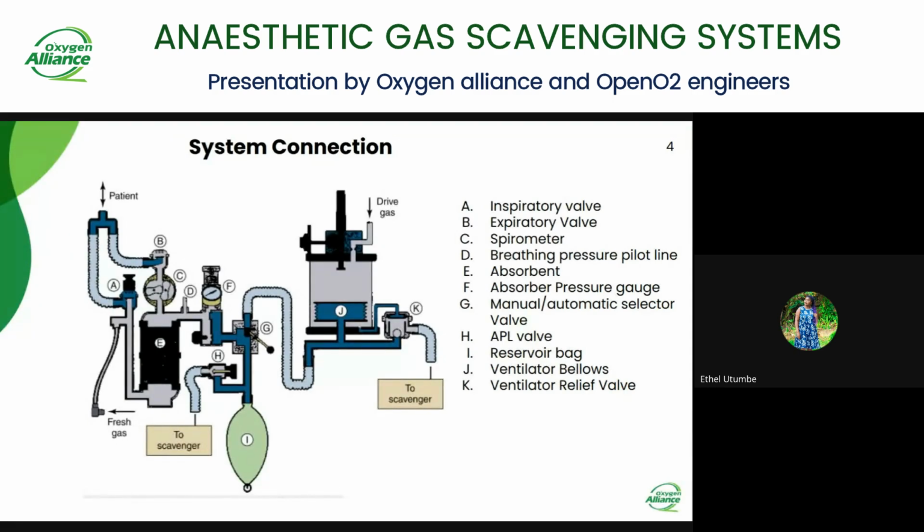This waste anesthetic gas poses a risk to health workers, and it also poses a risk to the environment. So that's where the scavenging system comes in. The scavenging system is there, like I've already said, to collect the waste anesthetic gases and then dispose of them safely to the environment, in order to protect the health workers from the possible health effects that can come due to the waste anesthetic gases.